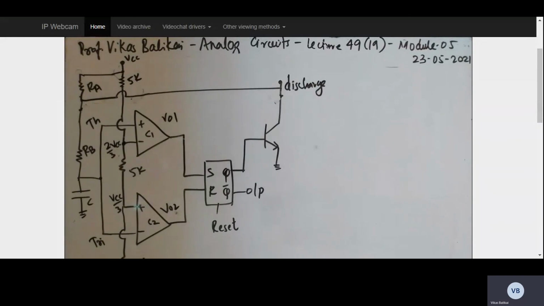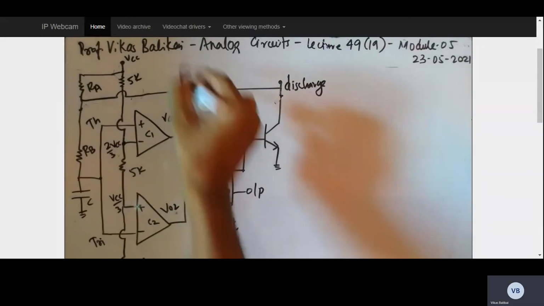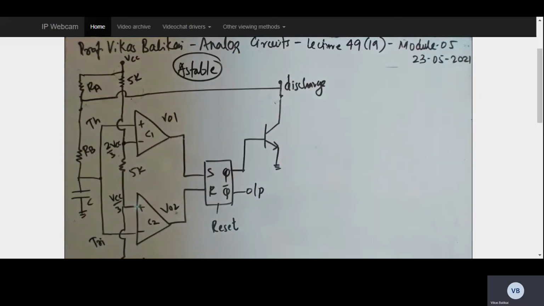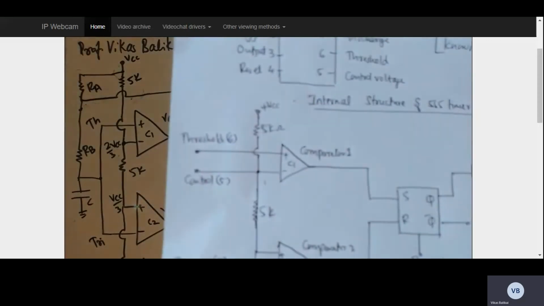Before getting into what exactly is astable multivibrator, let's try to understand once again the internal circuitry of the IC 555 timer, so that it becomes easy for us to understand the complete working of the astable multivibrator. So this is how exactly the internal circuitry looks.